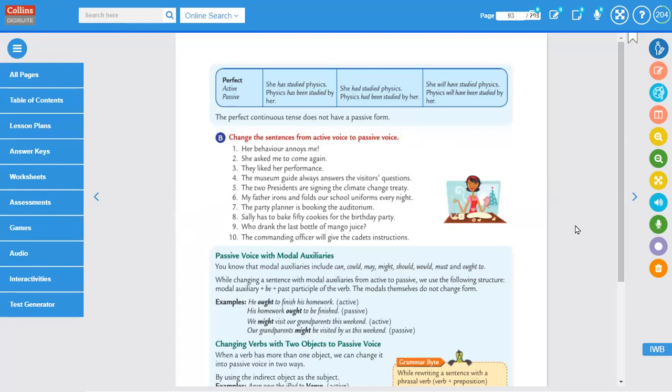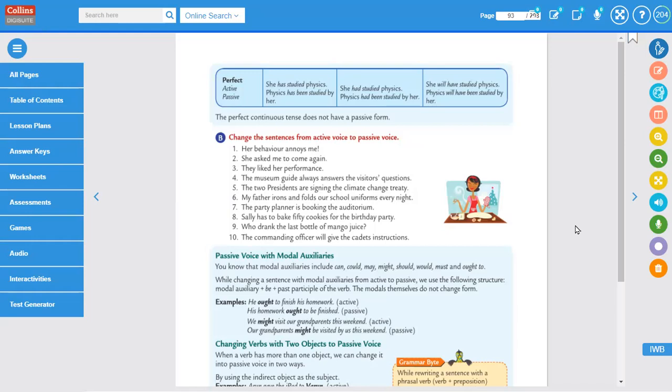So you can put this by her part in parentheses as well, because it's not necessary to go on mentioning by her, by him, by this, by that. Not all the time. So you can also say, I was asked to come again. This is another answer. That's correct. Absolutely correct. Number three, they liked her performance.